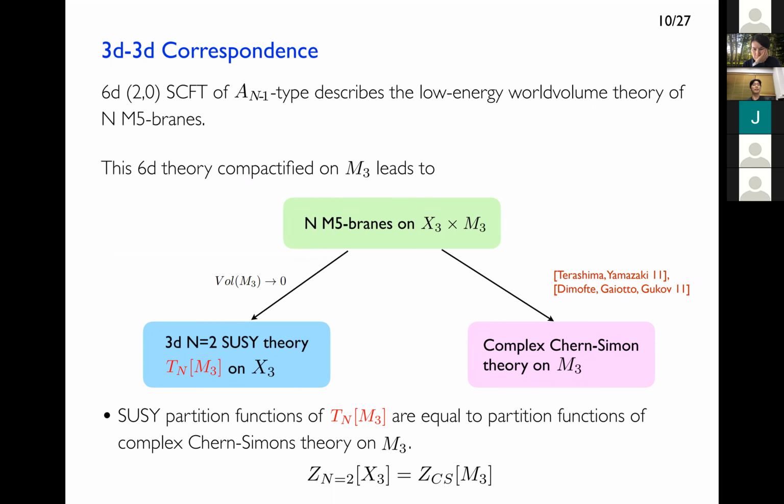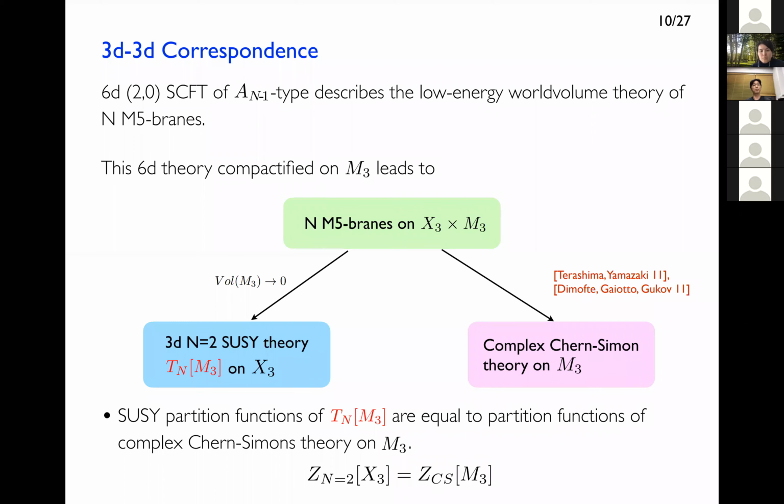Then, taking the small volume limit of the internal manifold M3, we can engineer a 3-dimensional N=2 supersymmetric theory, which we call T_N[M3], on the space-time X3. On the other hand, we have complex Chern-Simons theory on the internal three-manifold M3. And in this compactification, the theory T[M3] is determined fully by the topology of the internal three-manifold M3. So there is a correspondence between the physics of T[M3] in the 3D space-time and topological properties of the internal geometry M3. This is called 3D correspondence.